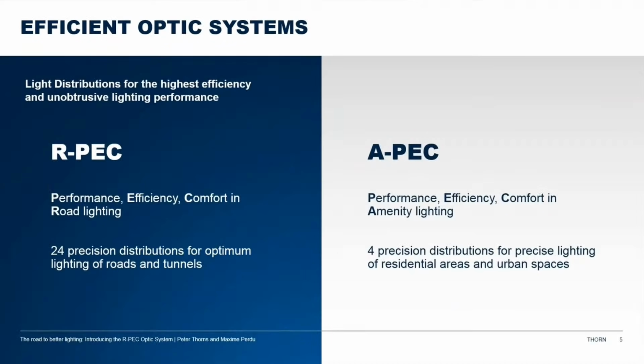So to start with, what is R-PEC? Well, we have two versions. We have R-PEC and we have APEC. R-PEC is for road lighting, and for roads and tunnels, we have 24 precision distributions. And we have APEC, which is actually for amenity lighting.